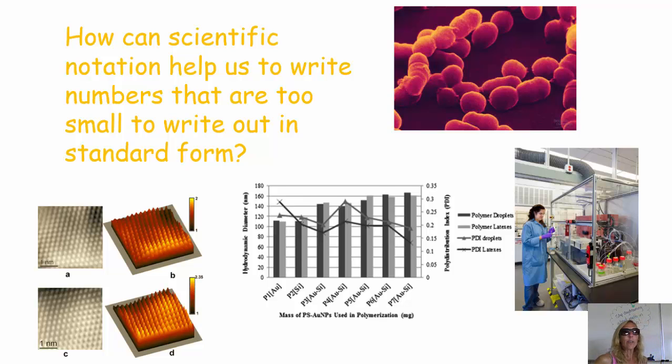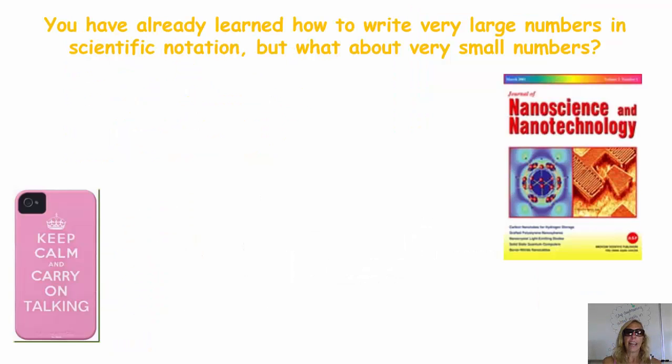Anyways, last night you learned how to write big, huge numbers into scientific notation to make it a little easier. Well, tonight you are going to learn how to write teeny tiny little numbers into scientific notation once again so we can write them in an easier way. So let's take a look at how that's done.